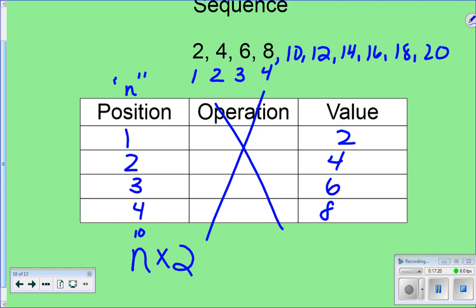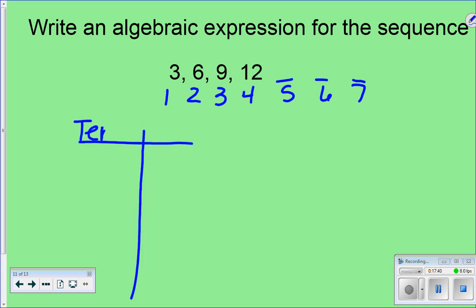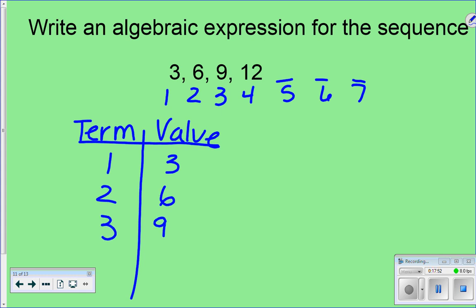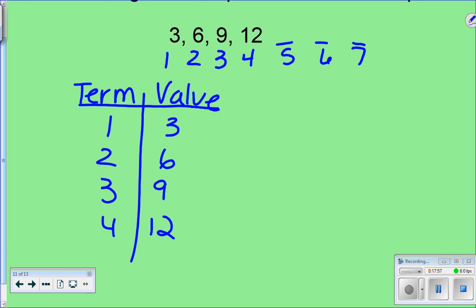Are you guys kind of following what I'm saying? Okay, so let's try another. Here's 3, 6, 9, 12. Let's write a rule for my sequence. So I have term 1, term 2, term 3, term 4. I could have 5, 6, and 7, but I don't have them yet. So let's do term and value, maybe that's easier to understand. Term 1, what's my value? 3. Term 2, what's my value? 6. Term 3 is 9, term 4 is 12. So what am I doing? What's my rule? I'm taking my term times 3, right? So I'm taking this number times 3.